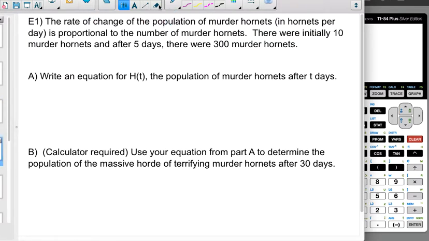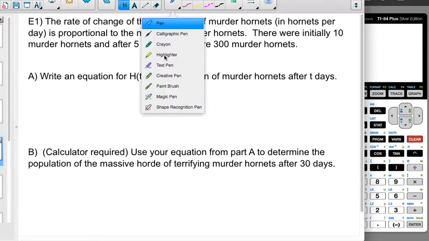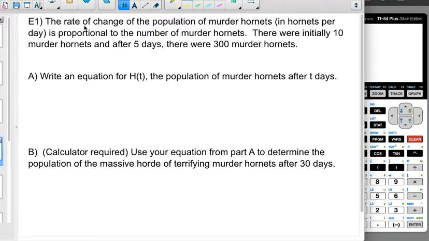The rate of change of a population of murder hornets, because, 2020, is proportional to the number of murder hornets. So this statement is exponential growth: the rate of change of a thing is proportional to the thing. I'm going to use H for murder hornets and t for days. So basically what I have here is that the rate of change of the number of murder hornets is some multiple times the murder hornets.